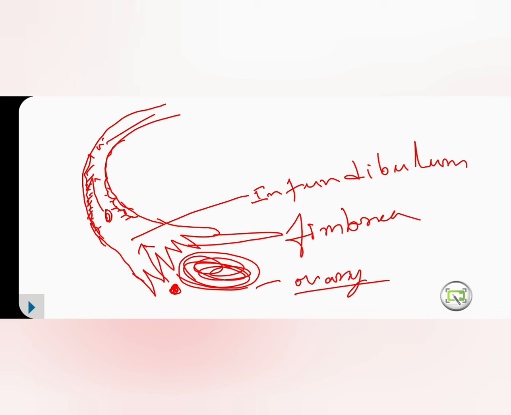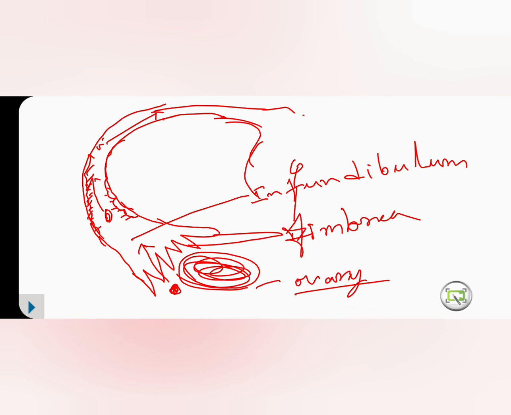This ovum is retained in the fallopian tube for 24 hours. Later it will be pushed down into the uterus, and through the uterus it passes down and is ejected out through the vagina.